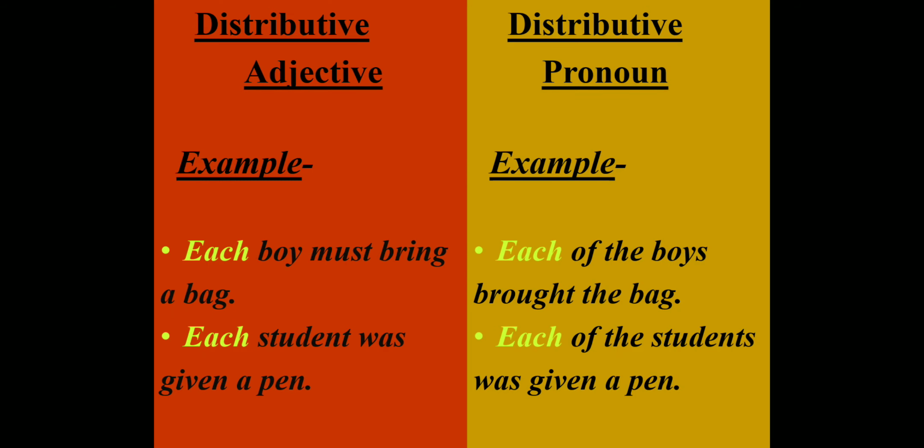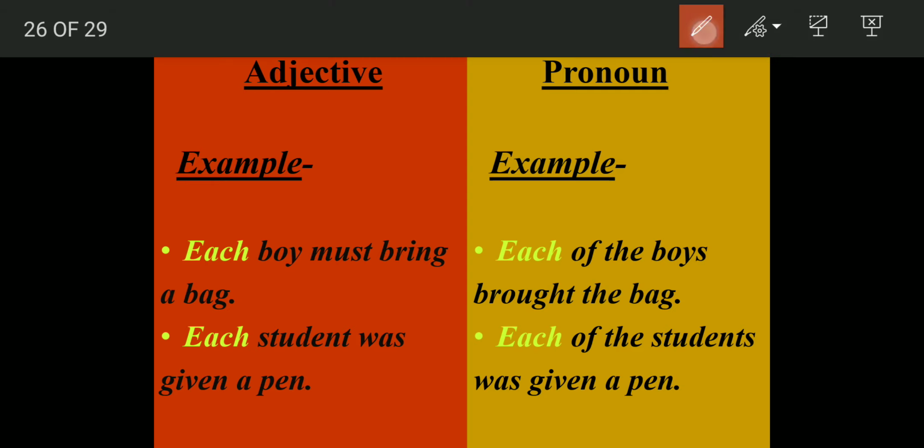Then again, now what is the difference between distributive adjective and distributive pronoun? Again, we have studied this so many times for each kind of pronoun. In the case of pronoun, the term should not come along with the noun; if it does, then it is an adjective. If this each, either, is used along with the noun, then it will be an adjective. Let us see. Each boy must bring a bag. Here the noun is boy. You're using each with boy.